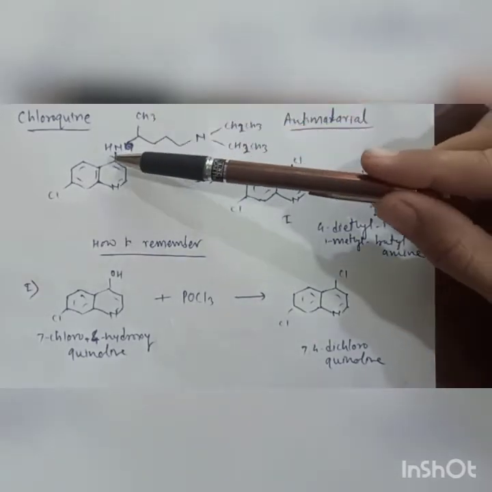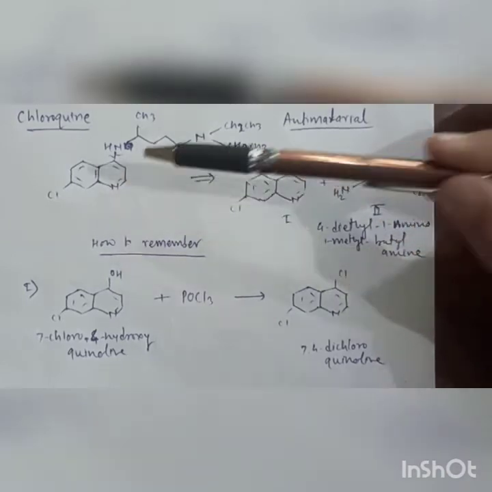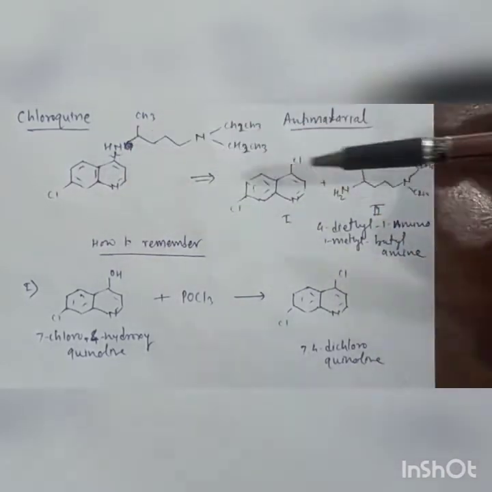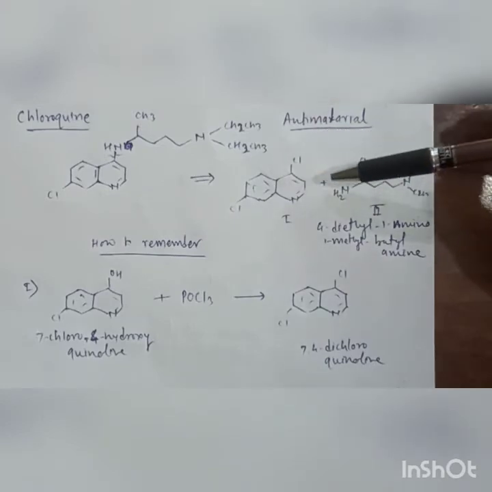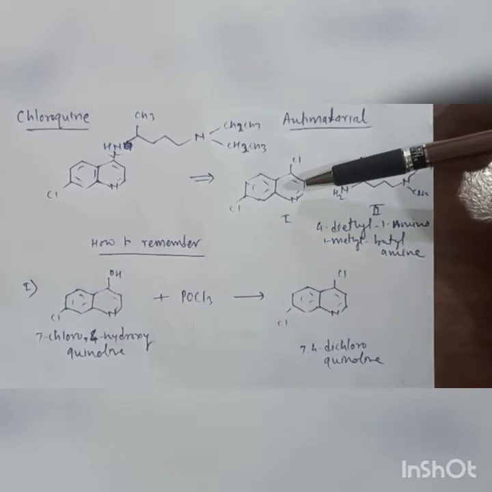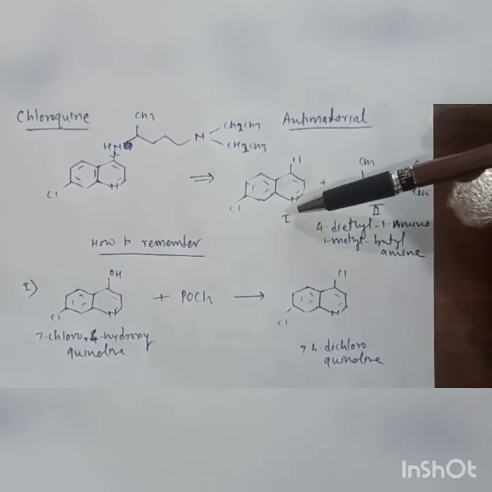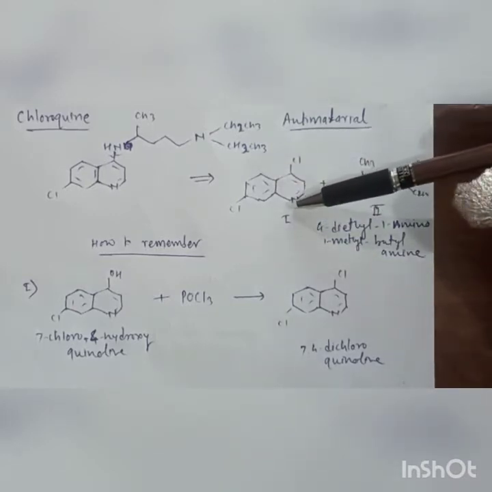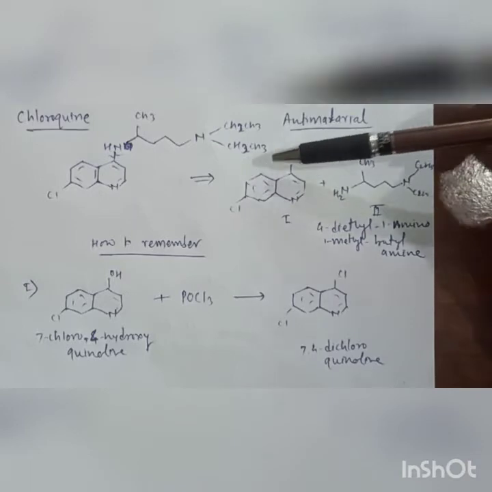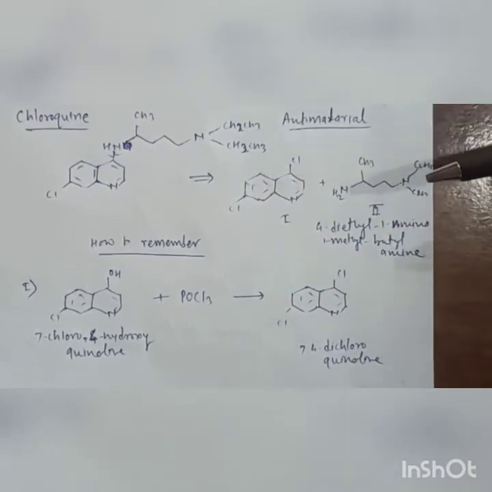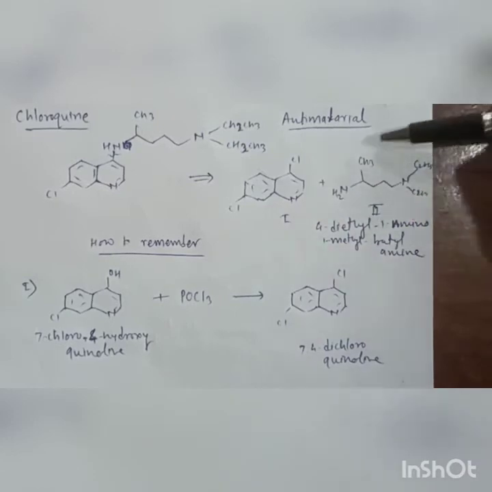Now if I disconnect this bond over here, you will get 2 units. I will put chloro here and hydrogen here, so that HCl will be lost and you will get the chloroquine. So one of the parts will be 4,7-dichloroquinoline. See here 1, 2, 3, 4, 5, 6, 7. It is 4,7, or it is called 7,4-dichloroquinoline, and the second unit will be this one, that is the side chain.